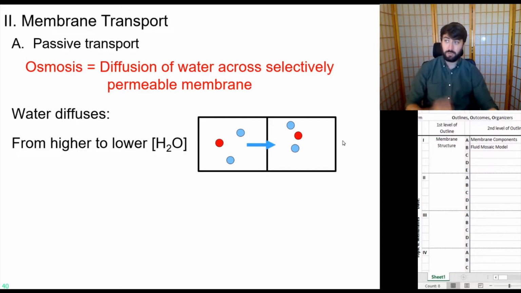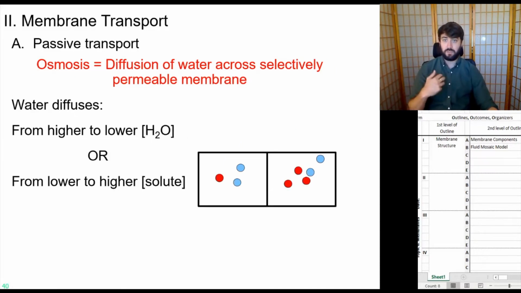But this is where it gets a little complicated with osmosis. It could also mean that you're moving from a low to high concentration of the solute, the stuff that's dissolved in the water. Meaning you have a little bit of solute on one side and a lot on the other. Your water is going to move, even though there are relatively similar quantities of water and solute on both sides. It's a lot of words, a little confusing.